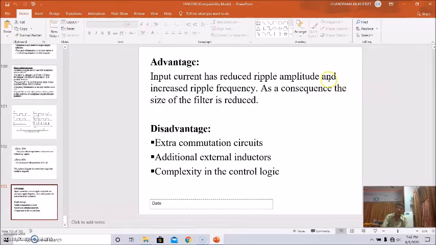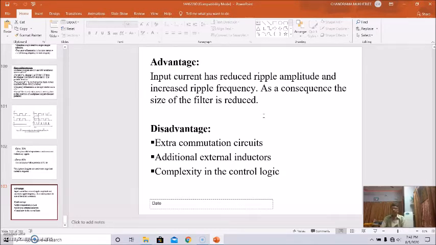The input current has reduced ripple amplitude and increased ripple frequency, as a consequence of which the size of the filter is reduced. The disadvantages are extra commutation circuits, additional external inductors, and complexity in the control logic, for such multi-phase choppers in phase-shift operation mode.